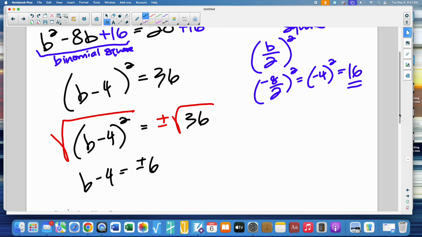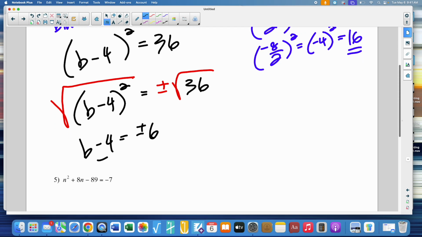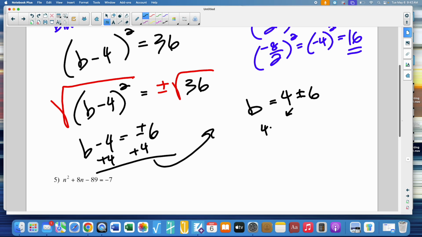And now we're going to isolate the variable. We're going to add 4 to both sides. And that leaves us with b equals 4 plus or minus 6. So we have 4 plus 6 and 4 minus 6. That equals 10. This equals -2. So my solution is -2, 10.